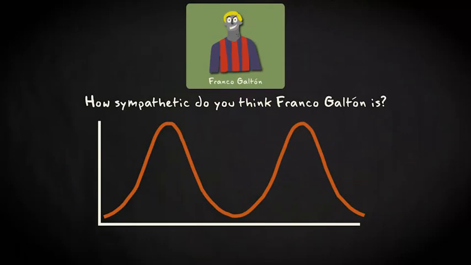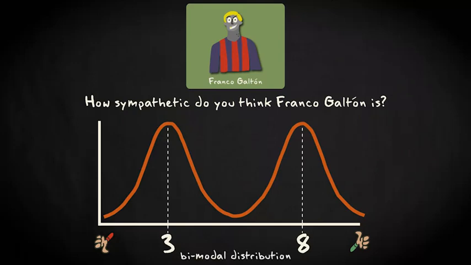Let's say that this is the shape of the histogram resulting from your study. You can see that the Spanish population is strongly divided. Some find Galton very unsympathetic and some find him very sympathetic. As you can see, the distribution has two modes, 3 and 8. This is clearly a bimodal distribution.